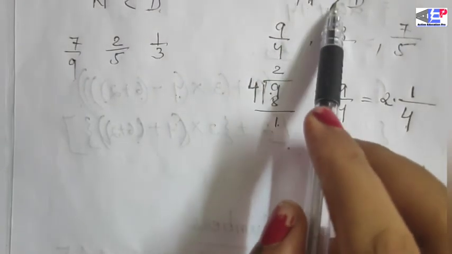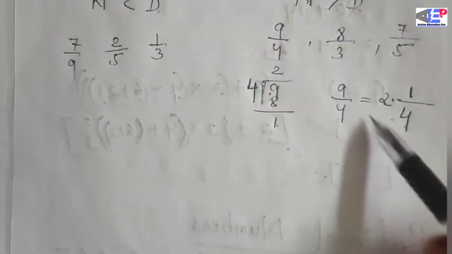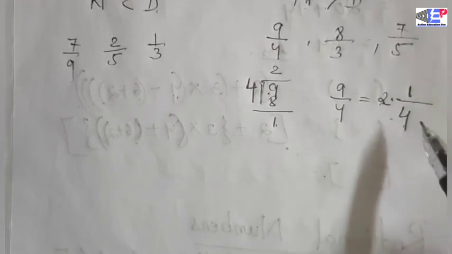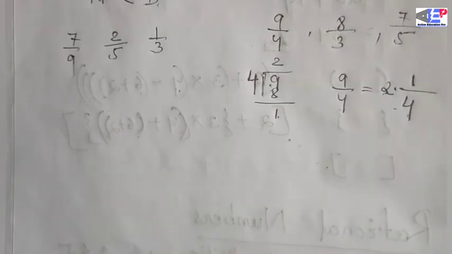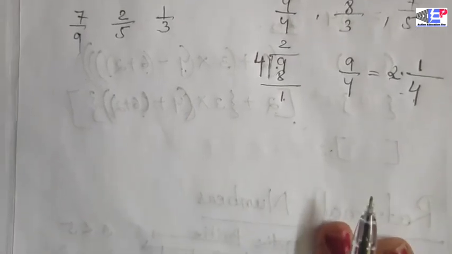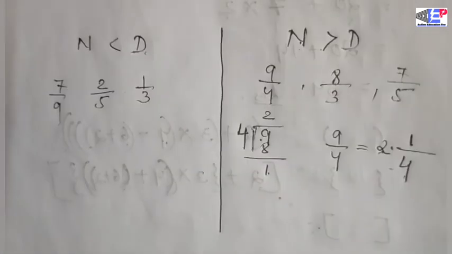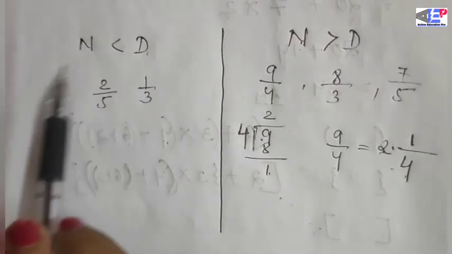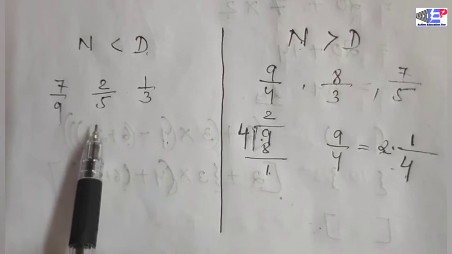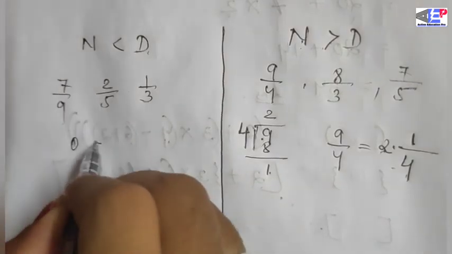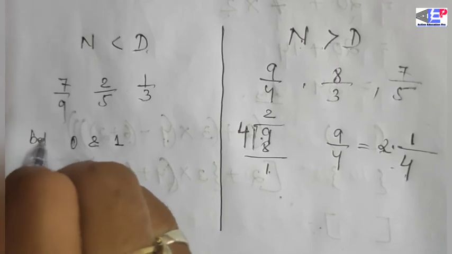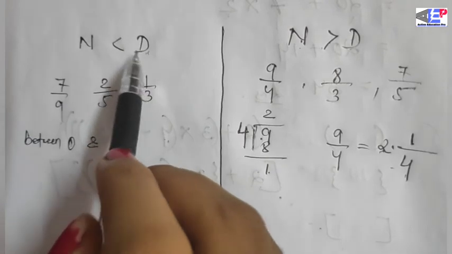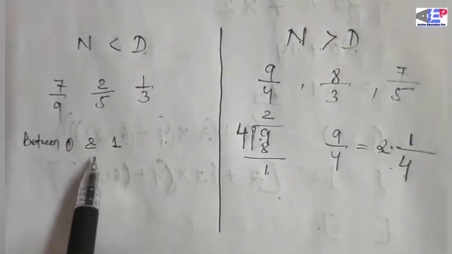When numerator is greater than the denominator, we write it as a mixed fraction: whole number 2 and a rational or fractional number. So rational numbers are of two types. When numerator is smaller than the denominator, these are proper fractions, and these rational numbers are present between 0 and 1. When numerator is less than denominator, the rational numbers are present between 0 and 1.